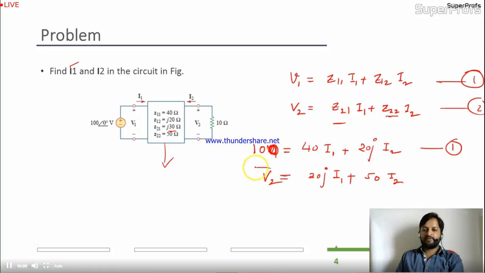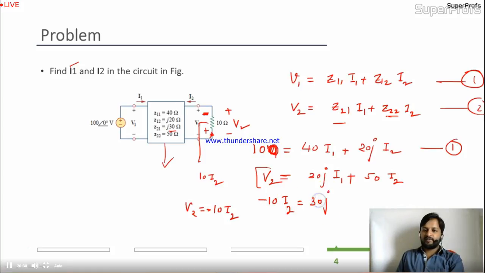You have to remove this V2. What is this V2? V2 is the voltage drop across the 10 ohm resistor. The current is coming from this circuit like this, and because of this, the drop over here will be 10 I2. V2 and this drop are opposite to each other, so V2 is nothing but minus 10 I2. So we will replace this V2 by minus 10 I2.